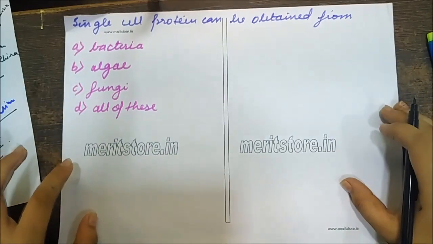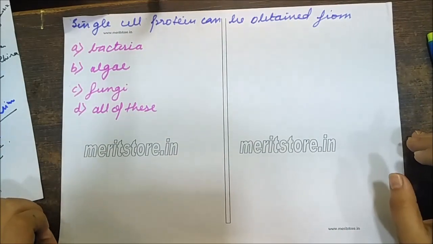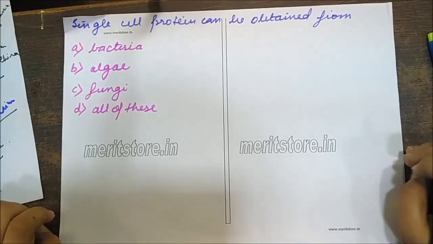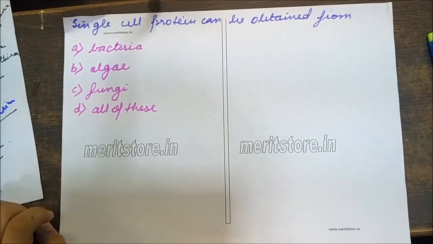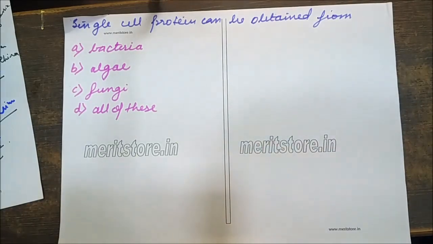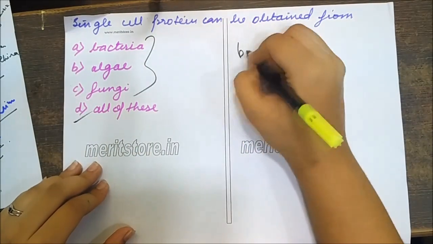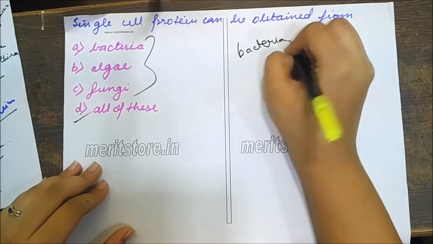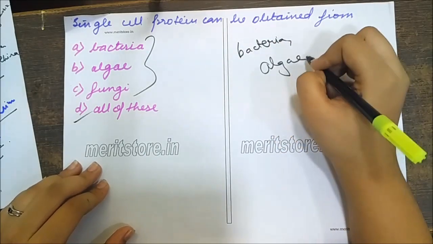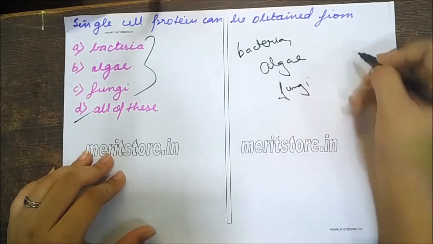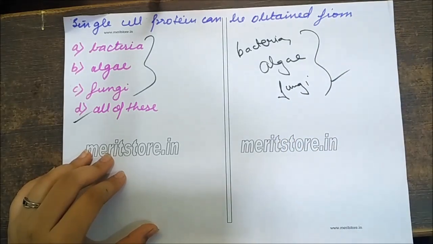And the last question is, single cell protein can be obtained from bacteria, fungi, algae, or all of these? And the answer for this is D, which is all of these, that is bacteria, algae, and fungi. Let's know how.